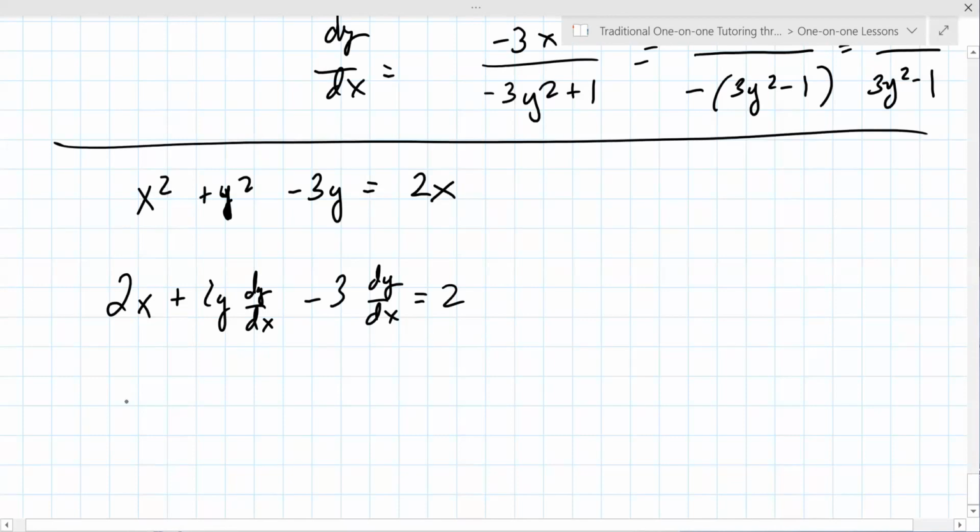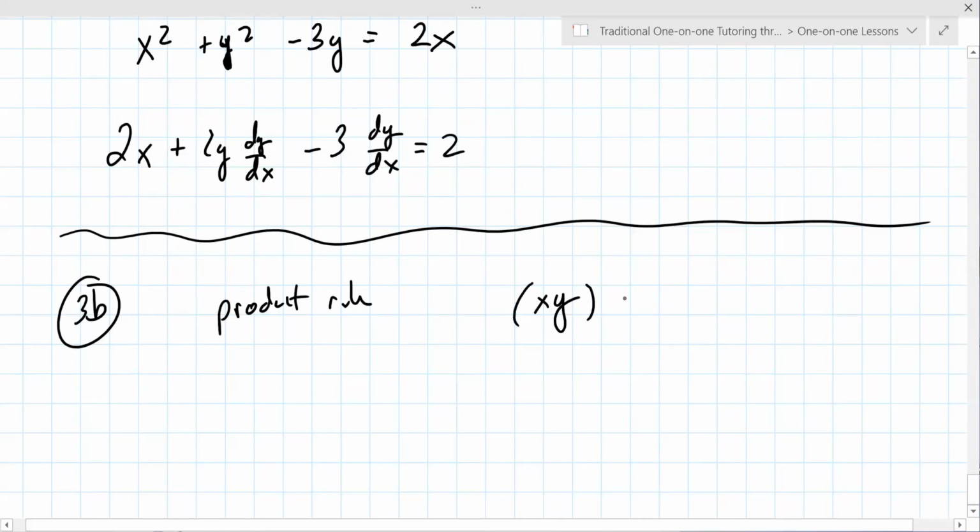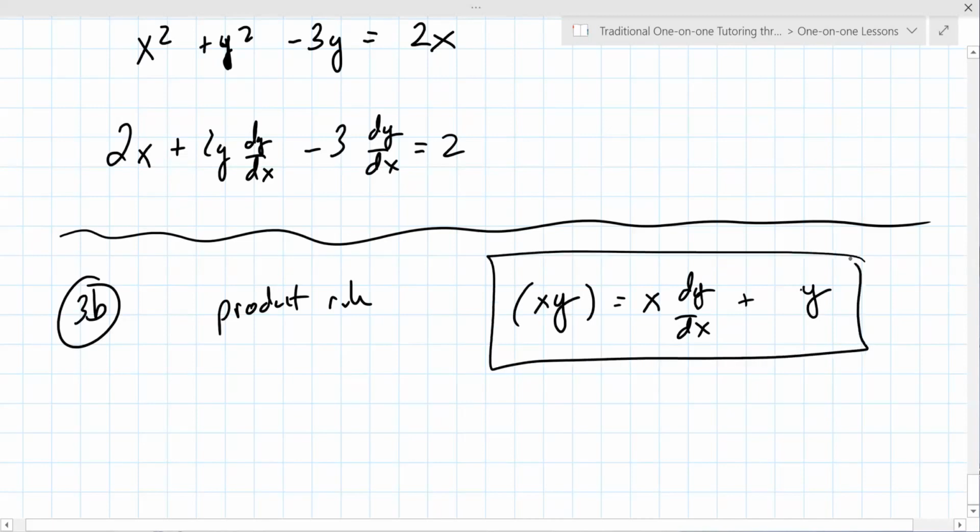Do you want to do the move, factor, divide here, or do you want to move on to 3b? I think I understand that part, so we can just move on. All right, so 3b has a product rule in it. Whenever you see an x times a y, do you get a reference sheet or note card in your exam? I don't think so. So the derivative here is x dy dx, because the derivative of y is dy dx, plus y. You may want to just memorize this, but we'll try it out in this problem and see if it makes sense.